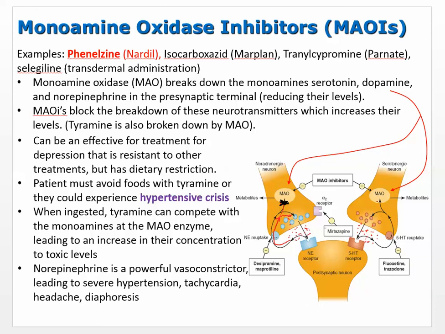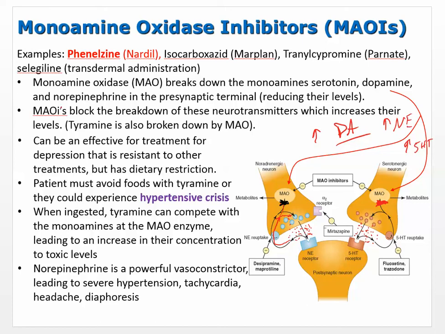So by blocking the monoamine oxidase enzyme, we're increasing serotonin levels, we're increasing norepinephrine levels, and we're increasing dopamine levels. It's just not on this graph or this picture. And those are all your monoamines. Monoamine oxidase breaks down the monoamines, serotonin, dopamine, norepinephrine, in the presynaptic terminal, which will reduce their levels. That's what it does normally. The inhibitor blocks that enzyme, which will increase their levels. So you're going to have higher dopamine, higher norepinephrine, and higher serotonin.